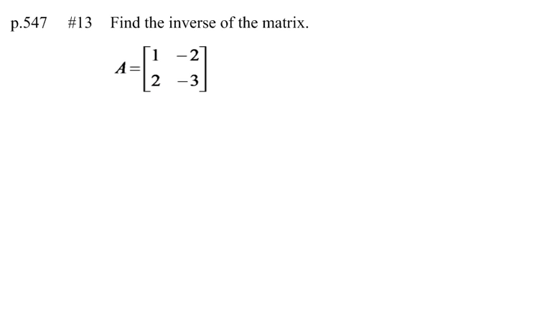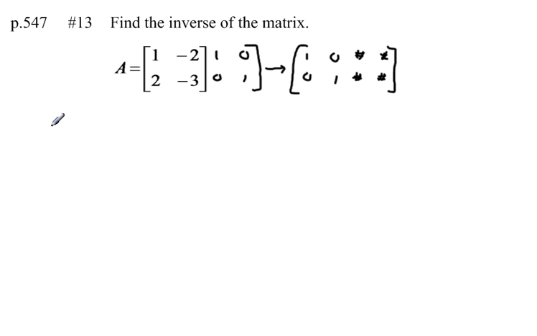Page 547, number 13. Find the inverse of the matrix, and we're given matrix A as 1, negative 2, 2, negative 3. Now there's a couple different ways to find an inverse. One way to find an inverse is to rewrite this matrix in expanded form, and I'm going to put a couple more columns here. And the goal, we want to use row operations to make this matrix look like this. So we want our goal matrix to be 1, 0, 0, 1 in the first two columns, and then these numbers in the last two columns will be the inverse of that matrix.